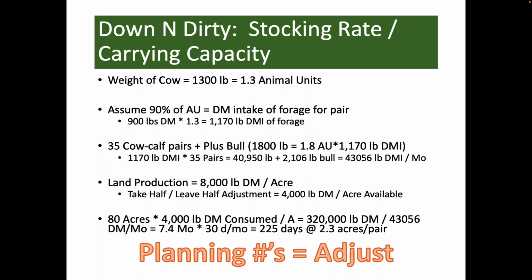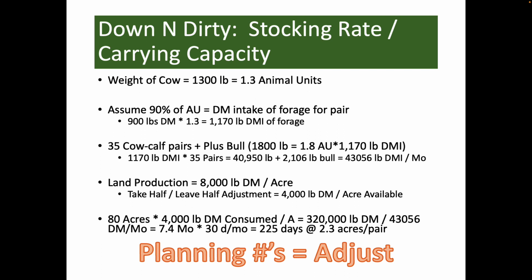So 1,170 pounds of dry matter intake times 35 pairs equals 40,950 pounds, plus the 2,100 pounds or so for the bull, we need 43,056 pounds of dry matter intake per month.